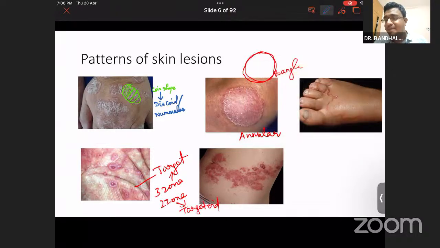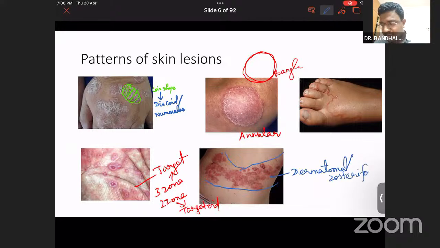Other possible patterns they may ask is this one. Here, if you see the back to abdomen, the lesions are arranged in a linear pattern. We know this is a dermatomal pattern or zosteriform pattern, right? It means it involves only one dermatome, one area of skin supplied by a single nerve root. This is like a serpiginous skin lesion.